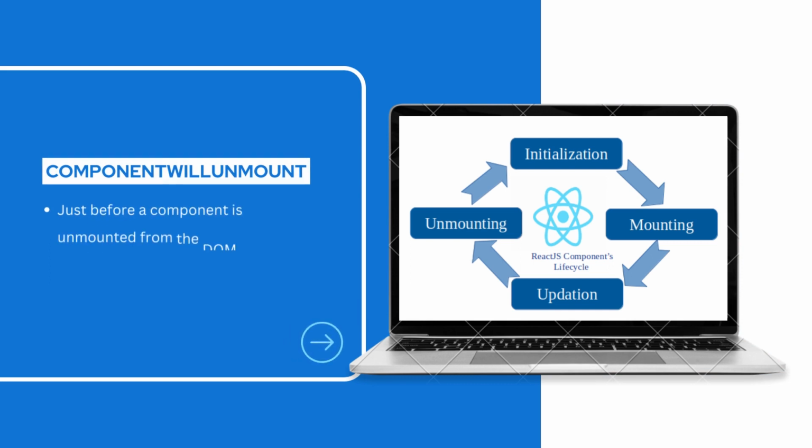Now, the last method is componentWillUnmount, which is a lifecycle method called just before a component is unmounted from the DOM. It is crucial for cleaning up resources such as event listeners or timers to prevent memory leaks. Why is it crucial? Failing to clean up resources in componentWillUnmount can lead to memory leaks or unexpected behavior in your application. It's an essential part of good component design.